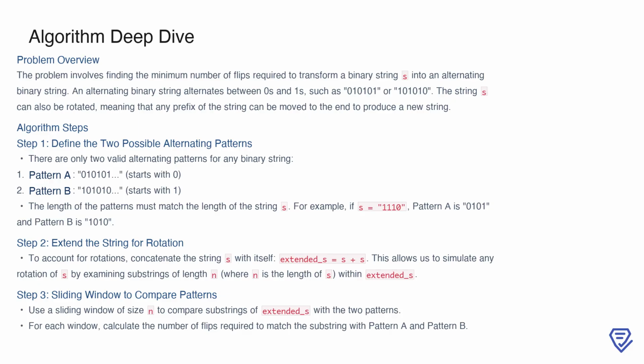Next, to account for all possible rotations of S, we extend the string by concatenating it with itself, resulting in extended_s equals S plus S. This enables us to simulate any rotation by examining substrings of length n, the length of the original string, within the extended string. Finally, we use a sliding window of size n to compare these substrings with the two patterns, calculating the number of flips needed to match each pattern and tracking the minimum flips across all rotations.